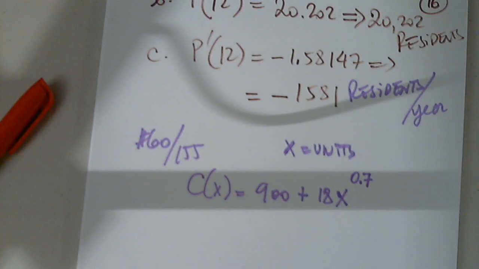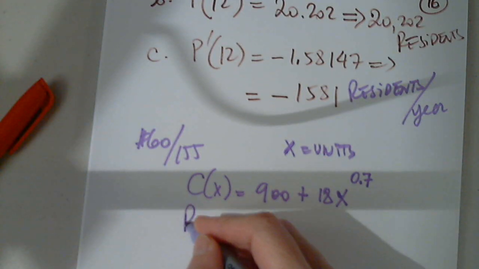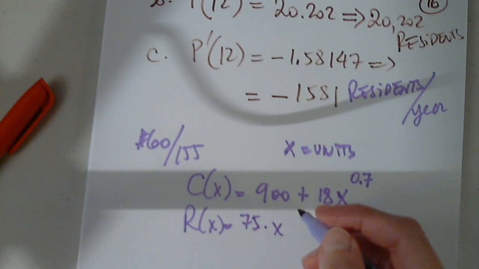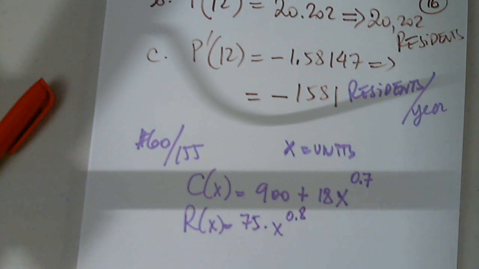Okay, fine. If the revenue from the sale of each skateboard is given by R of X, revenue, 75 times X to 0.8, that's the revenue. Find the rate at which the average profit per skateboard is changing when 20 skateboards have been built and sold.